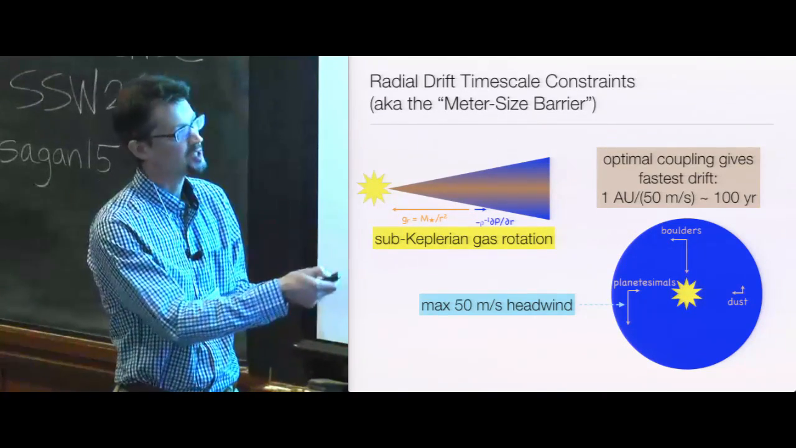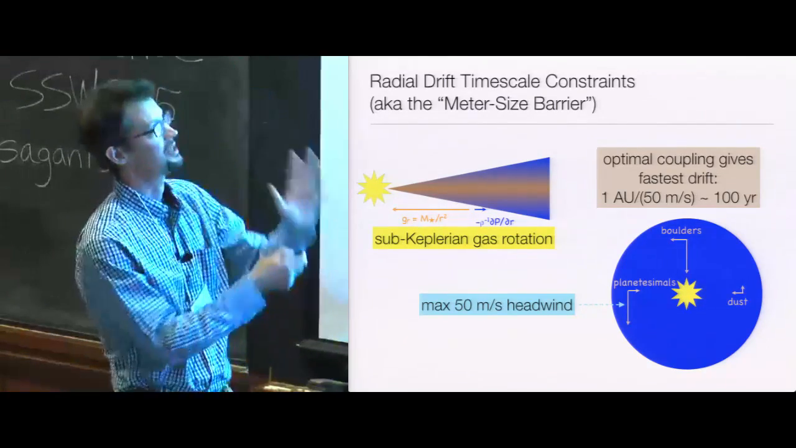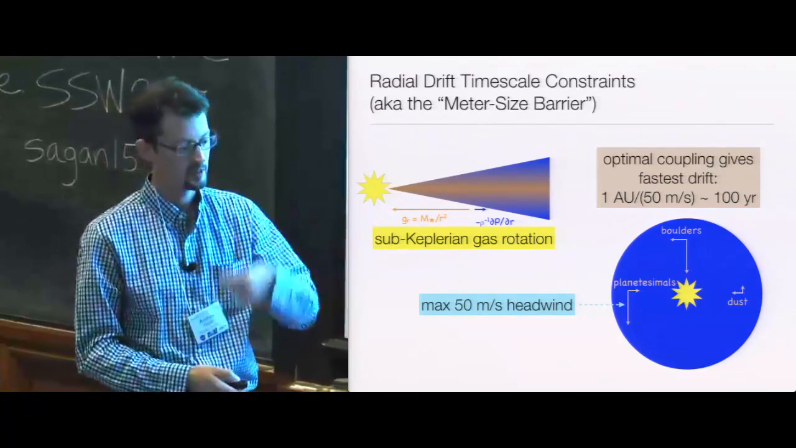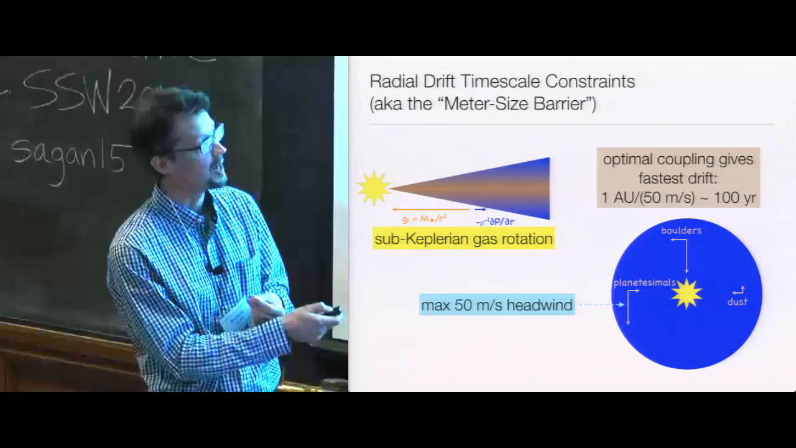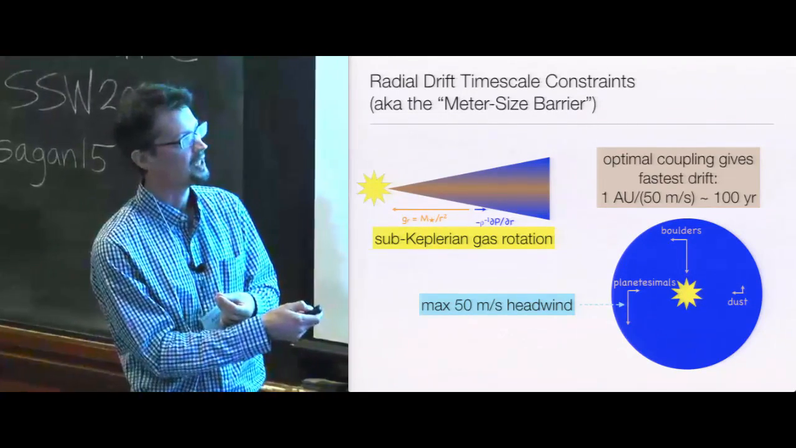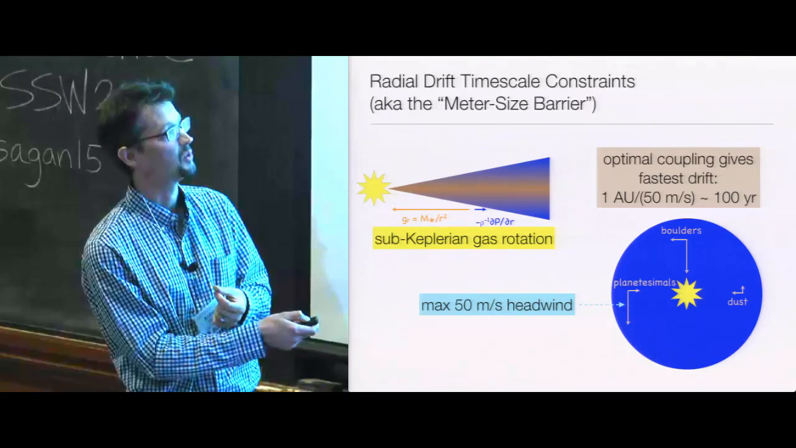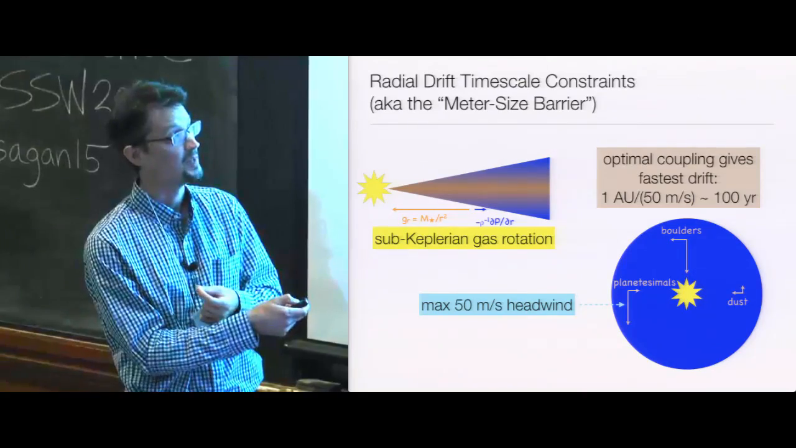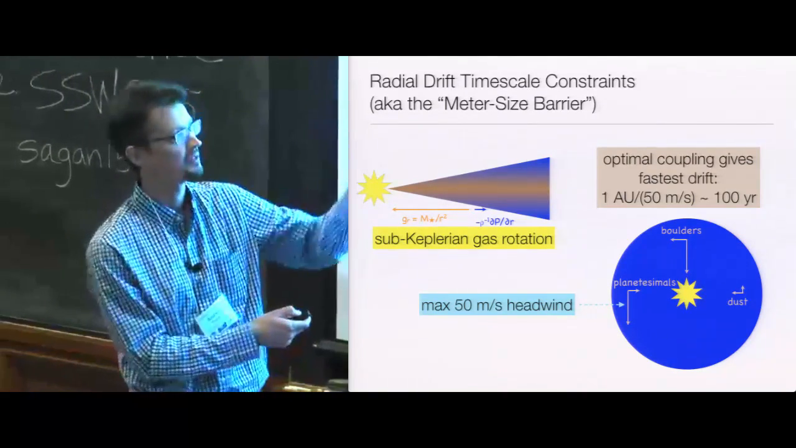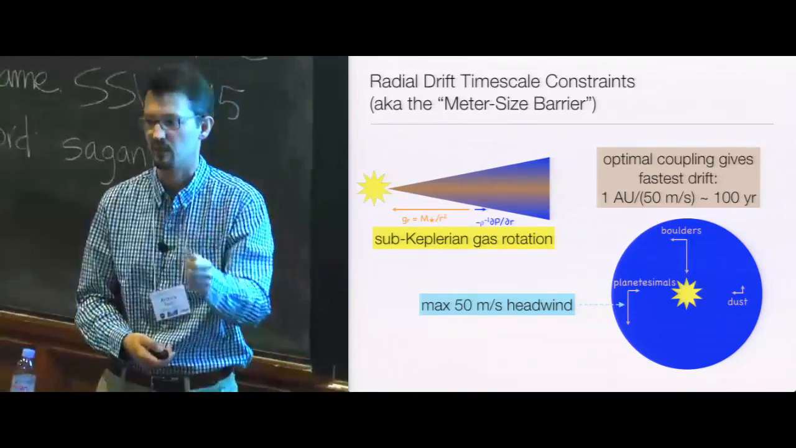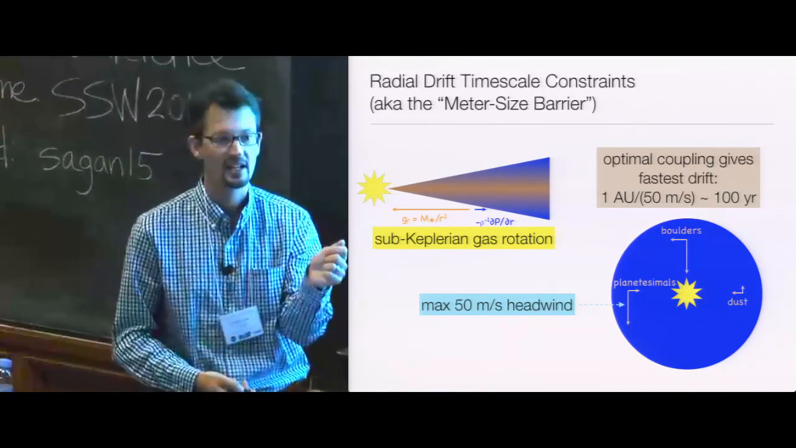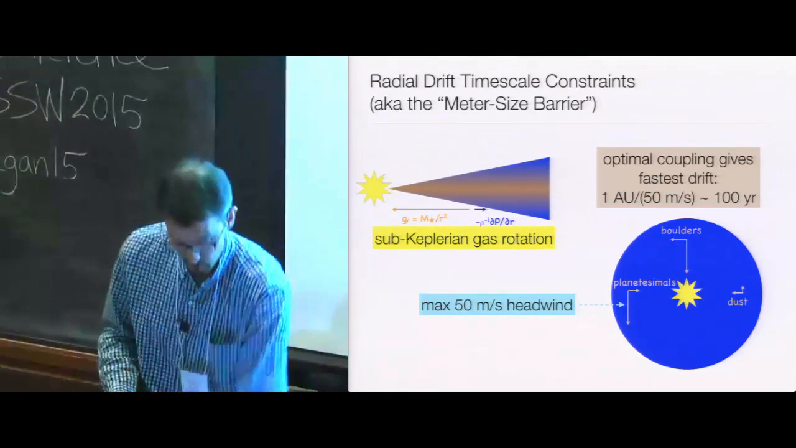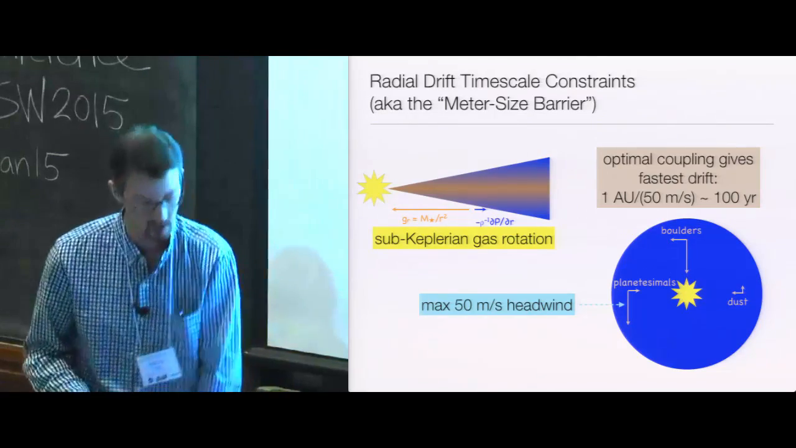So then there's a sweet spot here, around meter sizes, hence the meter size barrier, where the ratio between the drag force and the inertia is optimized. You see about a medium speed headwind, but then you drift in at the fastest possible speed, and it turns out that drift speed is the same as the headwind speed of about 50 meters a second. If you just convert your units, 1 AU at 50 meters a second, you'll fall into the star in only 100 years. This is a dramatically fast time scale compared to growth processes, compared to the million-year lifetimes of the protoplanetary disk, so it's a big deal.